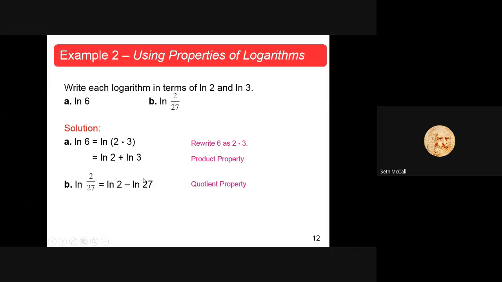But what you have to recognize is 27 is actually a power of 3. 27 is 3 to the third power. Now that we have it written as natural log of 2 minus the natural log of 3 to the third, the last property, the power property, allows us to take this power 3 and move it out in front of the natural log. And so we're going to do that. And now we have an expression that is written in terms of natural log of 2 and natural log of 3. As I said, these were more exercises in using the properties of logs, not really trying to get a single numeric answer.